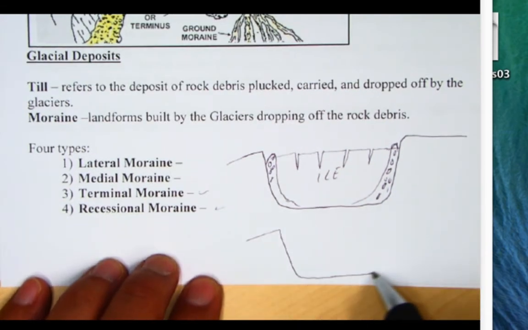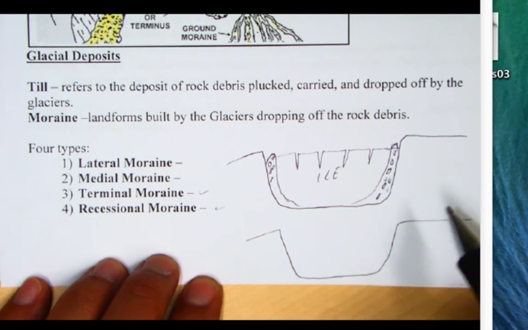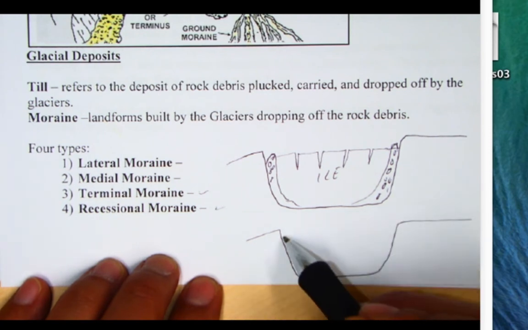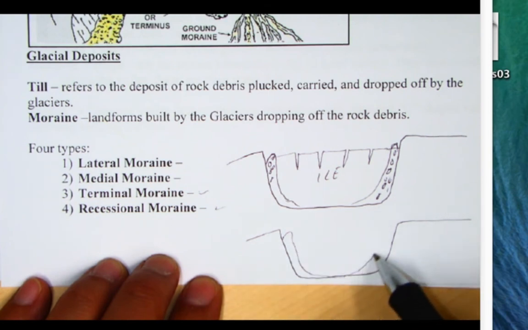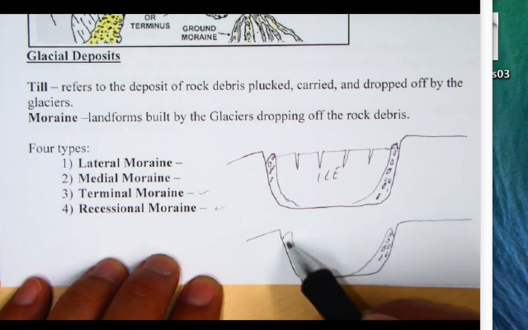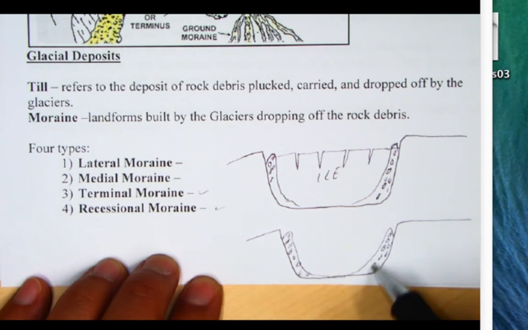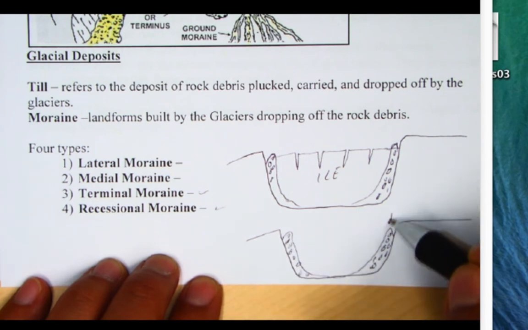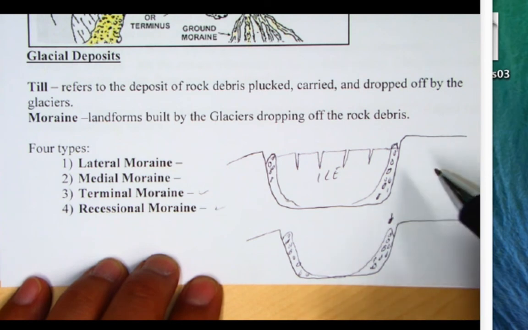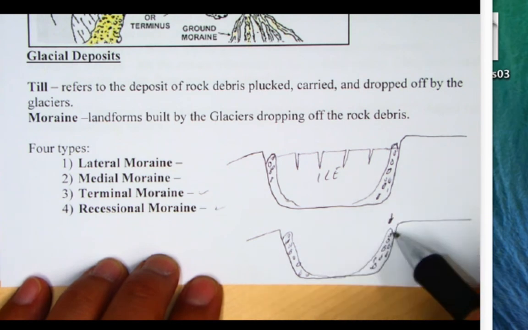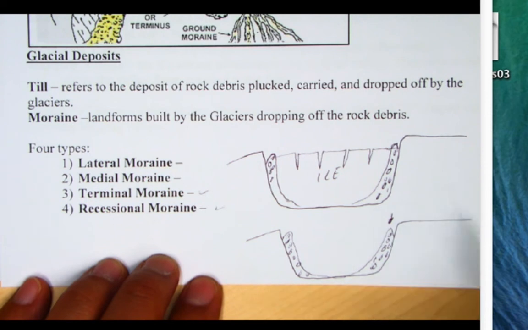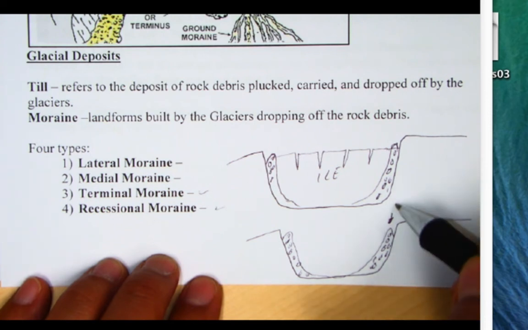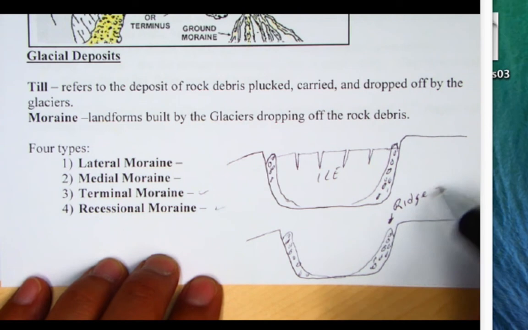Now we'll have our valley here again. Now the ice is gone, the glaciation has ended, but we still have these ridges on the side here. There's one there, and then there's another one that occur over here. And so these would be full of till, full of that debris that was plucked, carried, and dropped off by the glacier. So these would be the lateral moraines, left and right. So they occur on the sides of the valley. But the key thing, it is a ridge that's formed, and I'll show you some pictures of those in a little bit.